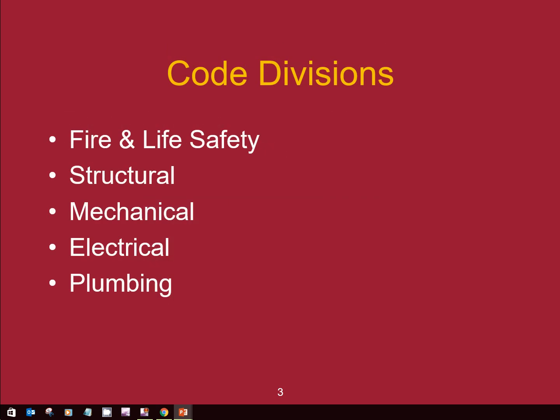The building code is divided into these five main areas. There are other things too, but they deal with these particular topics. Okay.